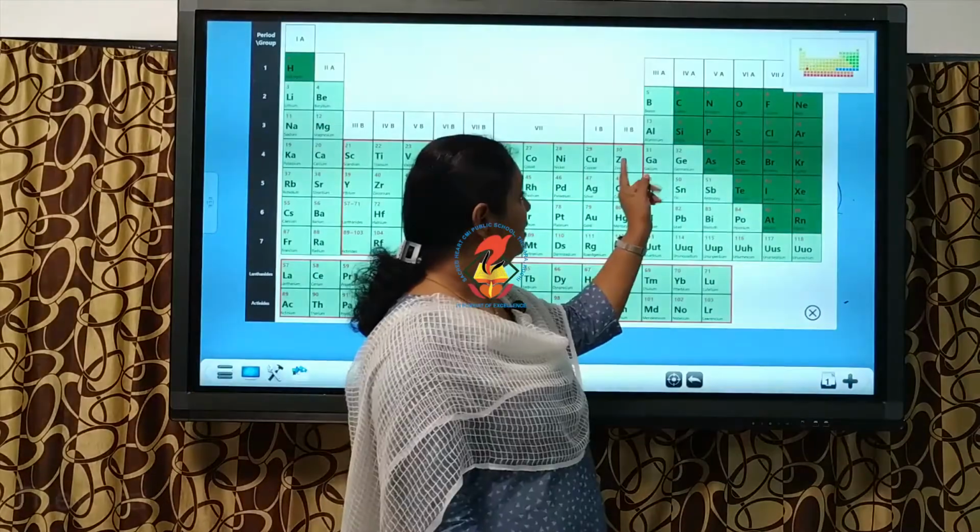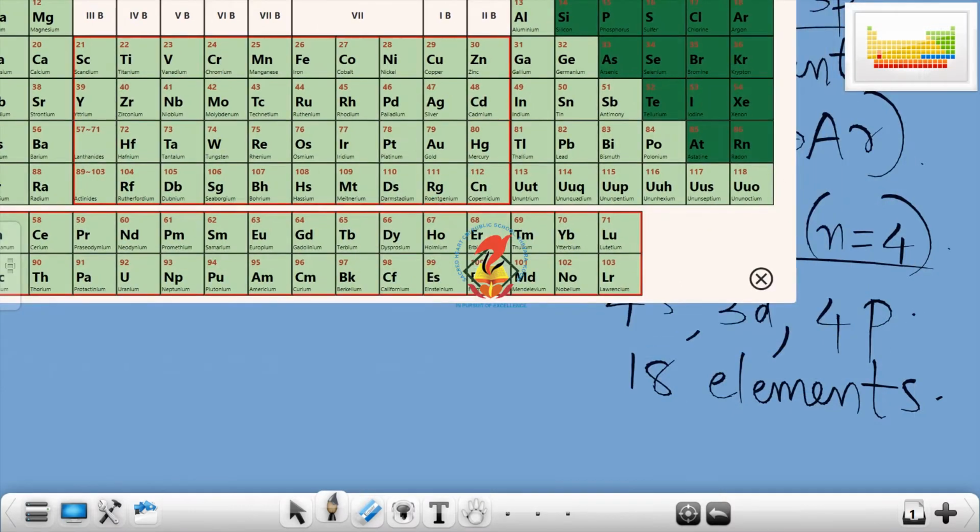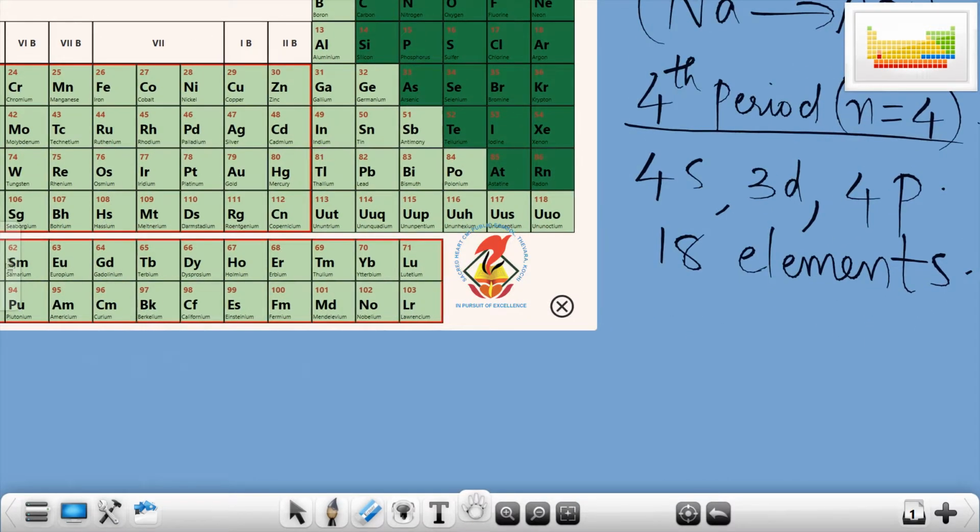Now after 3d we have 4p orbitals and 6 elements whose 4p orbitals are filled, that is gallium, germanium, arsenic, selenium, bromine and krypton. So fourth period ends with the noble gas krypton. So we have total 18 elements, and we have the 4s, 3d and 4p orbitals getting filled in fourth period, and the elements are from potassium to the noble gas krypton.